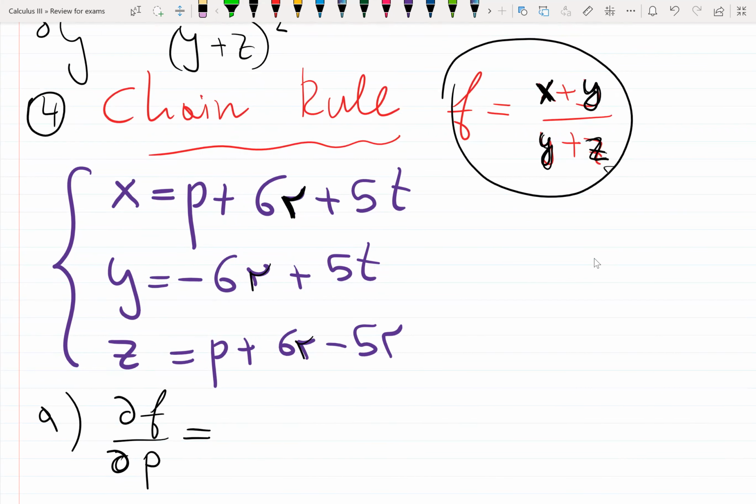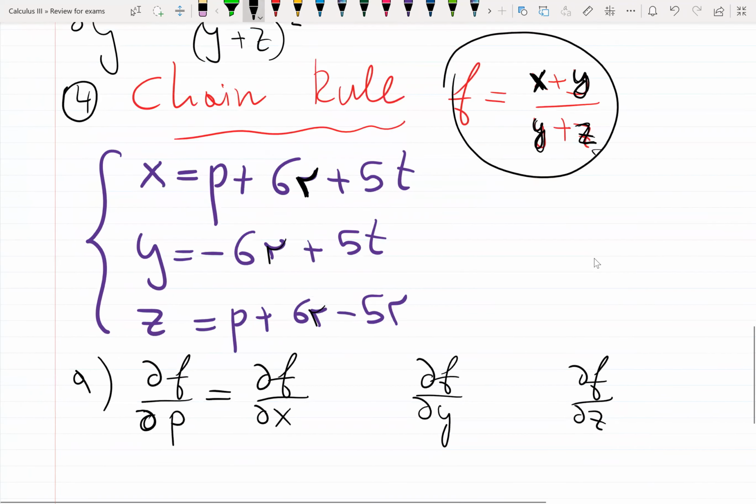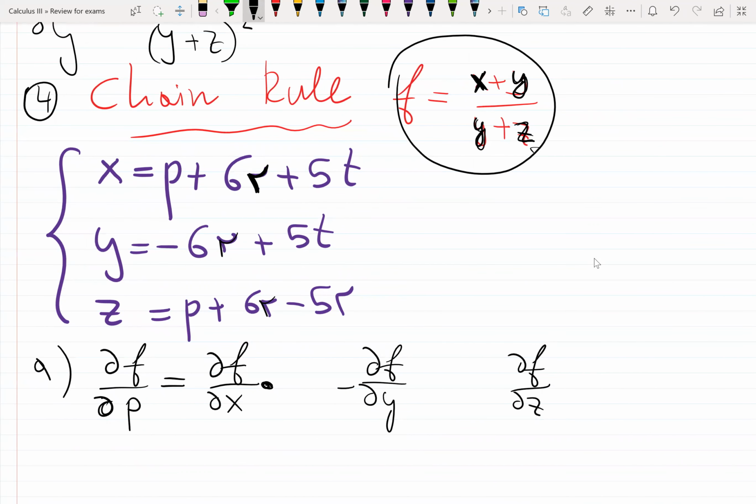To get into each pocket, I had to first differentiate the function with respect to X, later differentiate with respect to Y, and then with respect to Z. Each of these derivatives will have 3 pockets, and I'm choosing P to open. So I will have the derivative of X with respect to P. As you can see, it's also a partial derivative because X depends on more than just one variable.